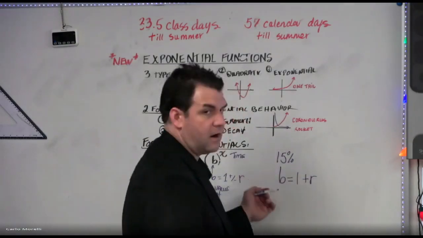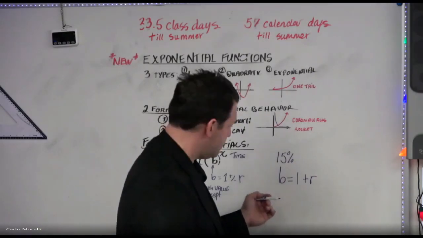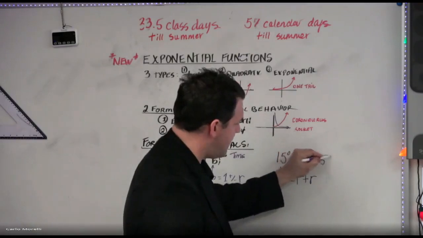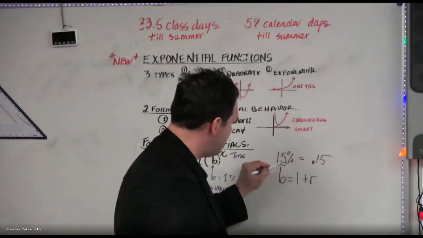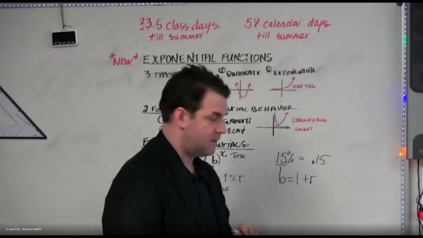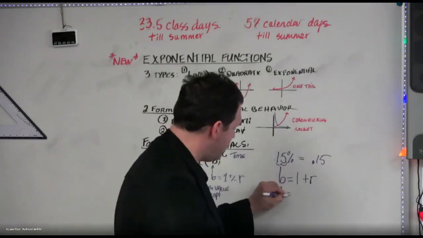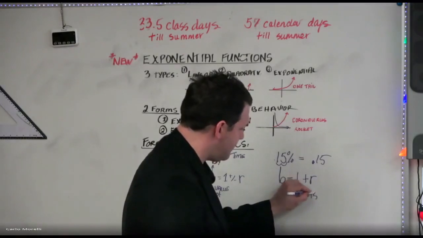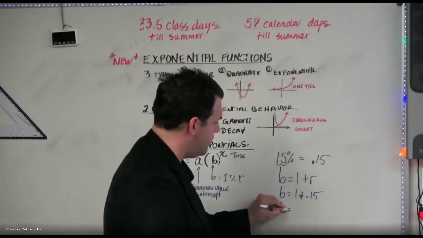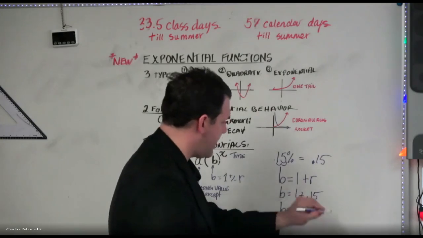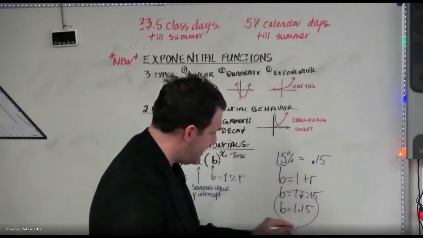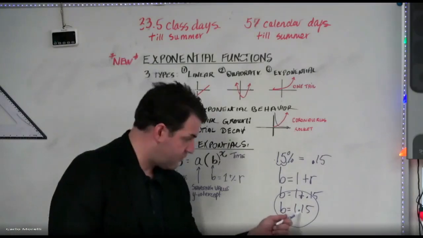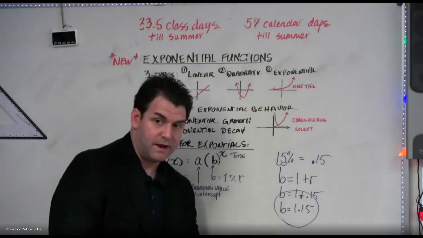Okay, what's R? 0.15. You see? 15% has got to be converted to a decimal. So now what is B? B is equal to 1 plus 0.15. So B is equal to 1.15. Okay, you see that? Growth, B, this is growth. The number is greater than 1.